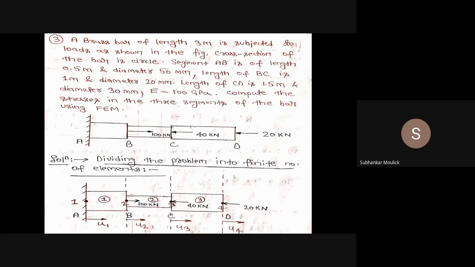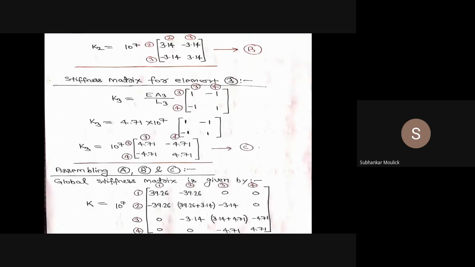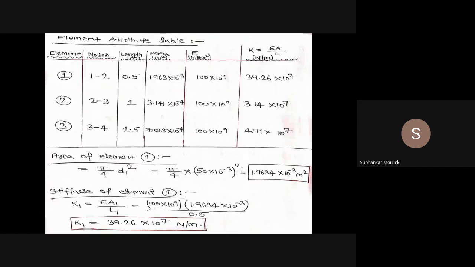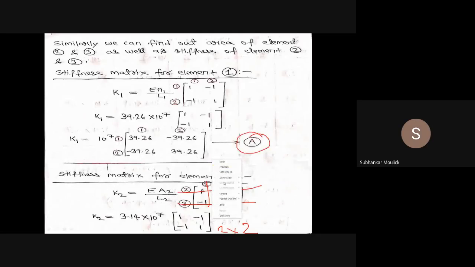So what will be the size of that assembled matrix? How will I understand the size? I will understand if I look at the problem. In this problem, a total of 3 elements and 4 nodes are present. So the size of the global stiffness matrix will be equal to the total number of nodes, that is, a 4 cross 4 matrix. Is it clear to all of you? Yes, sir, clear.